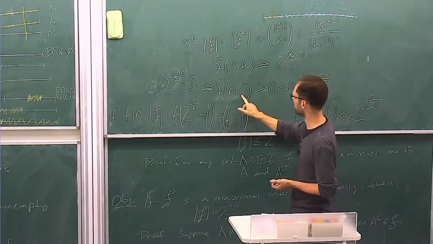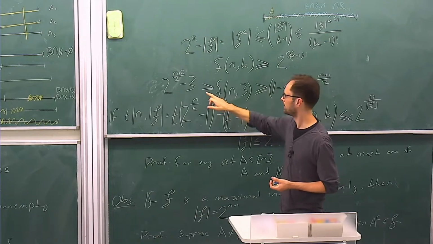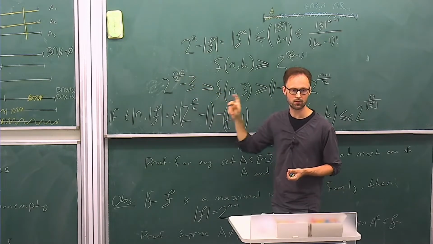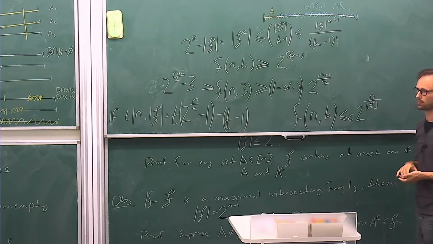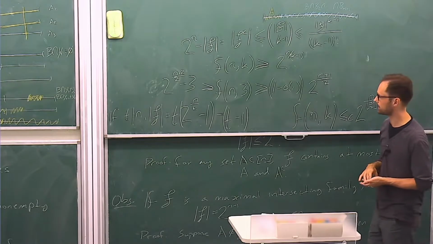So for the case k equals 3, this simple argument gives upper and lower bounds that are within a factor of square root of 2. And for k equals 4, we already don't know the right exponents. It could be 2 to the n over 2, or it could be 2 to the n over 3. And we don't know in the case k equals 4.